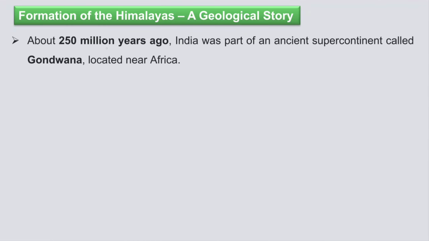So about 250 million years ago, India was a part of an ancient supercontinent called Gondwana, located near Africa. See, where is India located today? India is located in the northern hemisphere, but before it was located in the southern hemisphere. If you have watched my class where I taught about this, I have told you in detail how India was a part of this Gondwana land. So here also I'll tell you a little bit. Please try to understand.